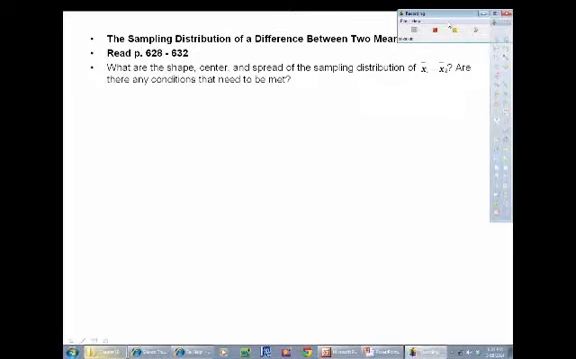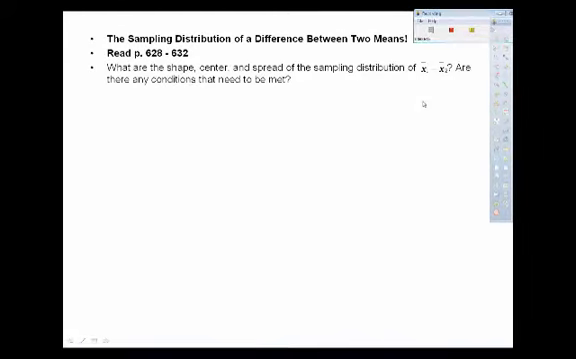Okay, so this next section is on the sampling distribution of a difference between two means. We want to know the shape, center, and spread of the sampling distribution of x bar 1 minus x bar 2, and whether there are any conditions that need to be met. Well, we can kind of guess what that's going to be.